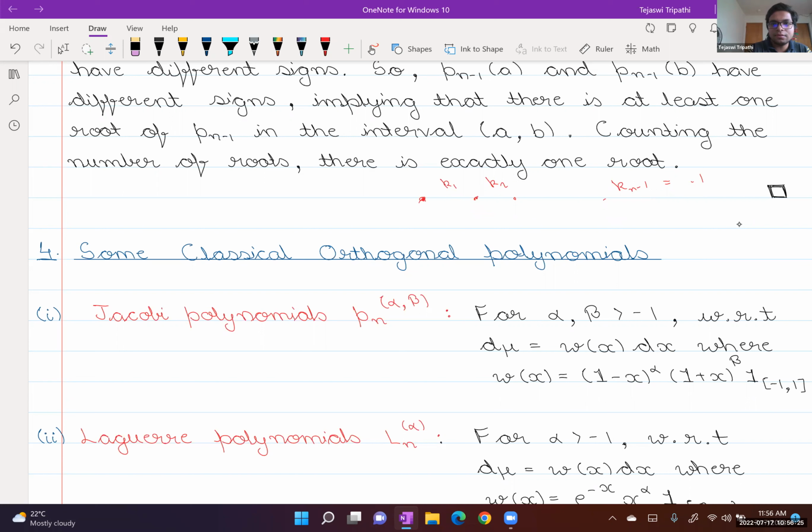But can't they be before R1 and after? Like before R1 and Rn, you are saying? After Rn, there will be no roots of Pn minus 1. So between every two roots, there is one root. And since there are n roots of Pn and between every two there is one, just by counting, it should be n minus 1, which is okay.